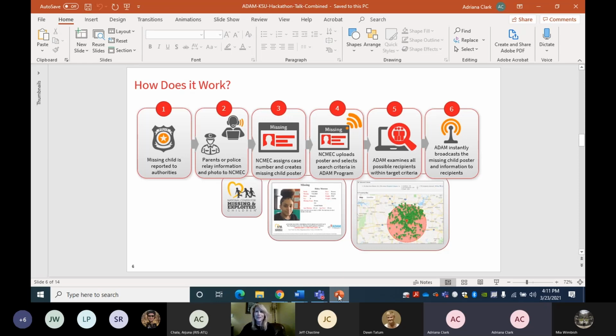Okay, so how does it work? As you can see here, when a child goes missing, parents will either call the police or NCMEC directly through their call center. Depending on the nature of the situation, NCMEC will determine whether or not to open the case and create a poster. If yes, the poster and accompanying details will get uploaded into ATOM. Next, they select the target of where it will get distributed. And behind the scenes, all the recipients that fall within that search criteria are selected, and off it goes. And these last few steps literally take less than 2 minutes.